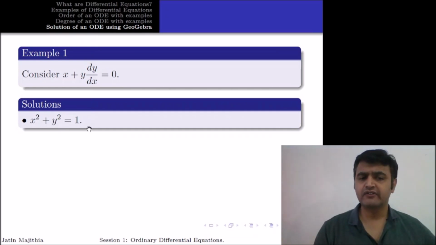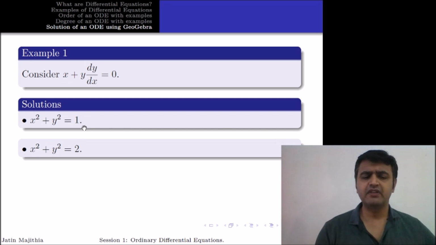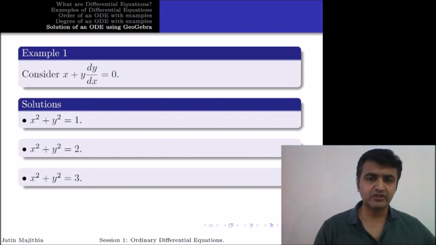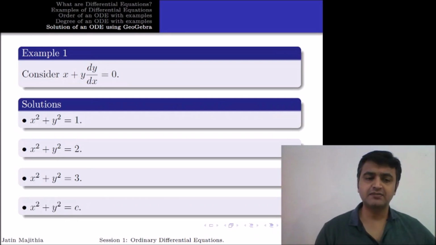Now if you observe, there was nothing special about 1. Even if I take x square plus y square equal to 2, that means a circle of radius root 2, even if I differentiate both sides, I will arrive at the same differential equation. Similarly, there is nothing special about 3 also. So if I replace my right hand side constant by some arbitrary constant c, then this whole collection of circles will also form the solution of this differential equation.